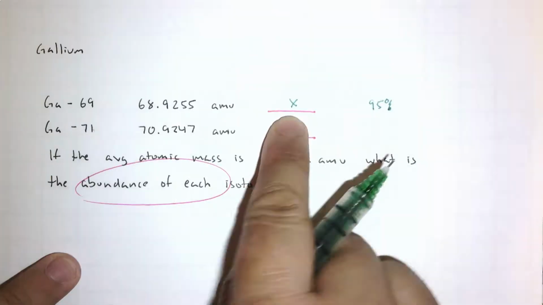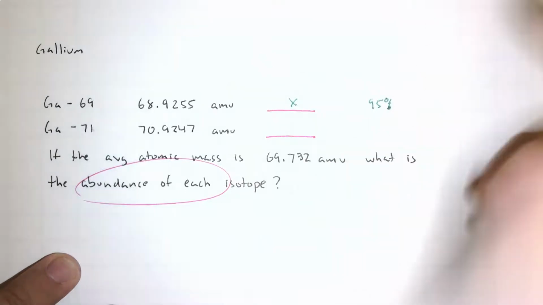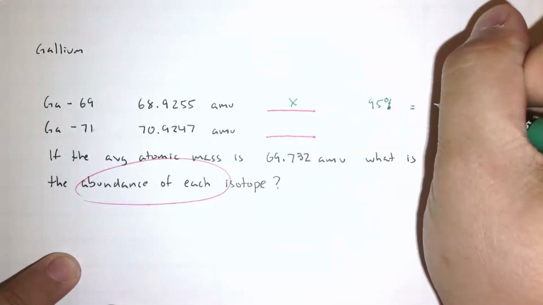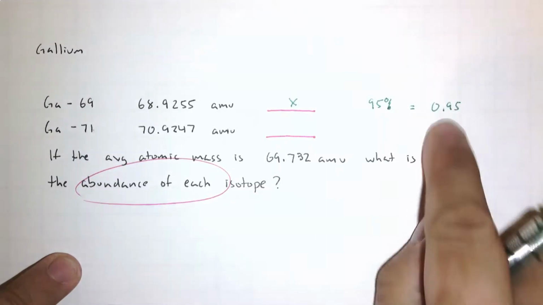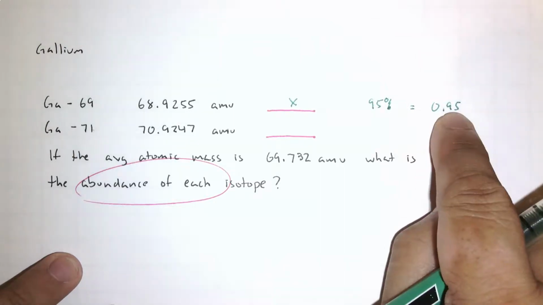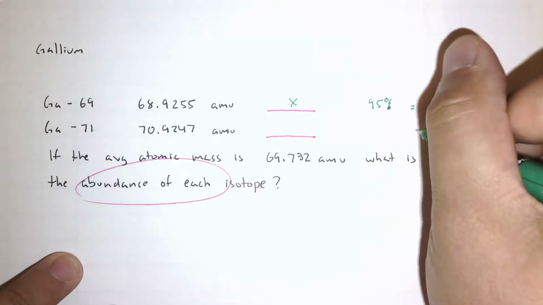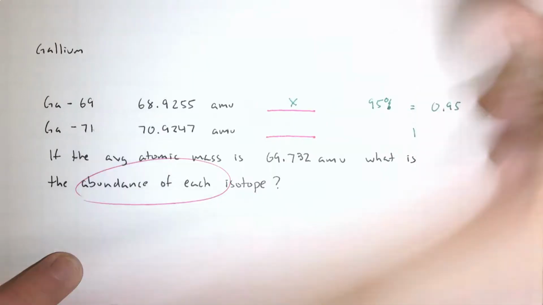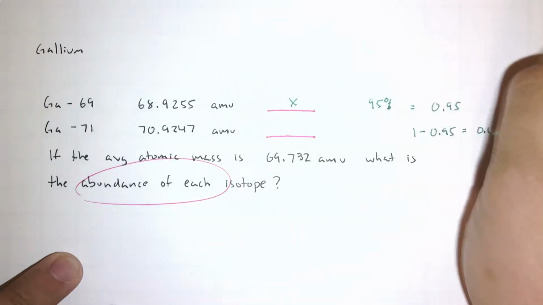X is not equal to 95. Remember, when you use the equation, you're changing it into a decimal. So you're using x as equal to 0.95. But you know how to get the decimal abundance if you know at least one of them. You do 1 minus 0.95. So for the second isotope, this would be 1 minus 0.95 equals 0.05.